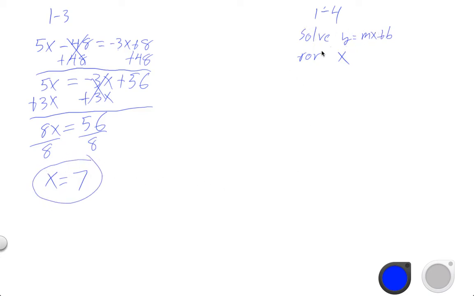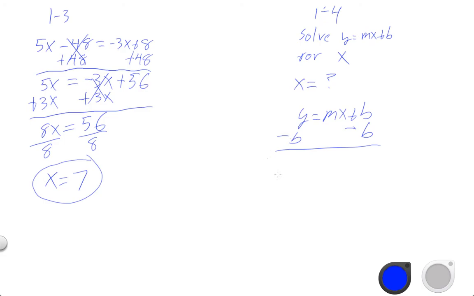Solve y equals mx plus b for x. So what we want here is x equals. And in order to do that, we'll just follow the same steps, same idea that we did over here, but just with variables now. Okay, so we have y equals mx plus b. We just want the x right here. We don't want the b, so we're going to subtract b from both sides.